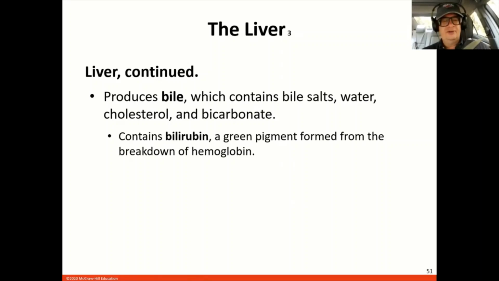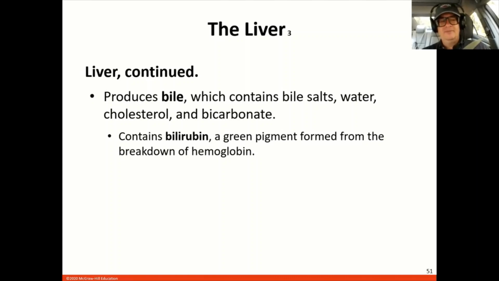Produces bile. I started to say produces bile, but we got that. We already talked about that. The bile will be used to emulsify fats. What made me pause here was I was trying to remember the word bilirubin, and now that we have it, I remember urobilinogen as well.